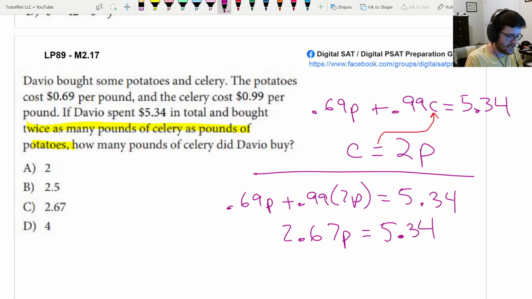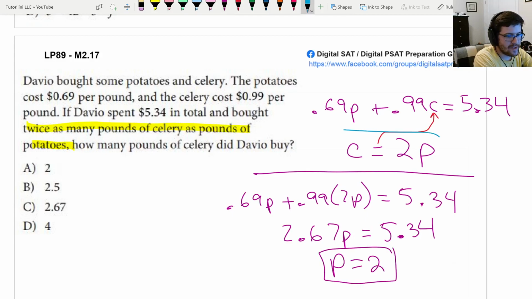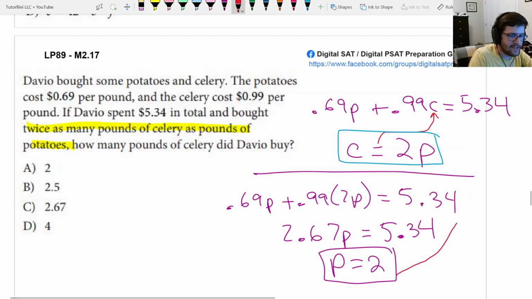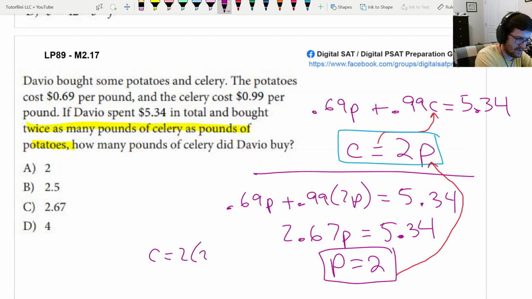And now I divide both sides by 2.67, and I get p equals 2. Now I have to go back to the equation I substituted with, which was that one, and plug that back in so I can find the other variable. So C equals 2p. C equals 2 times 2, which is 4. So the answer is actually 4.